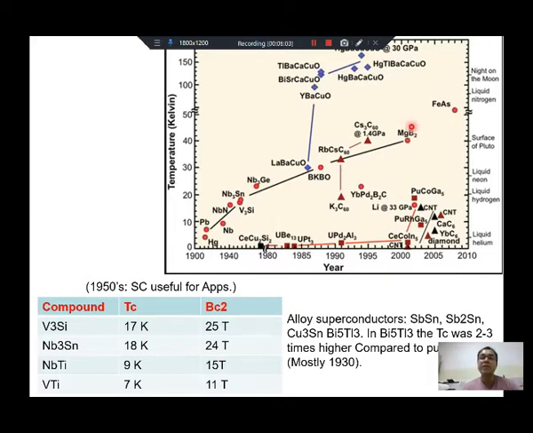For example, here you see a very important material, MgB2, which was discovered sometime in the early 2000s, and it has a pretty high critical temperature of close to 40 Kelvin. It is made of magnesium and boron.